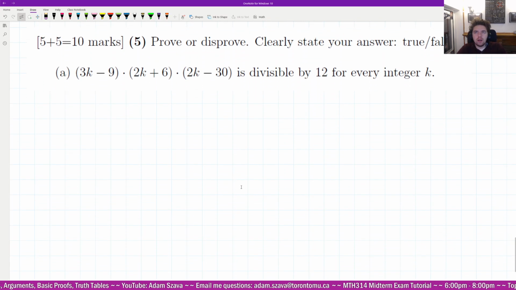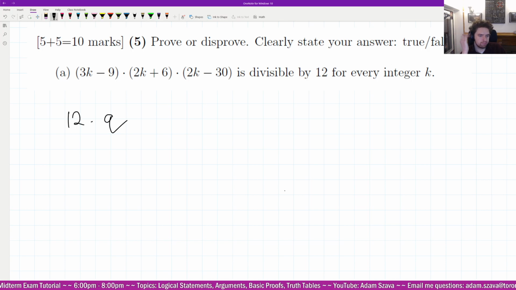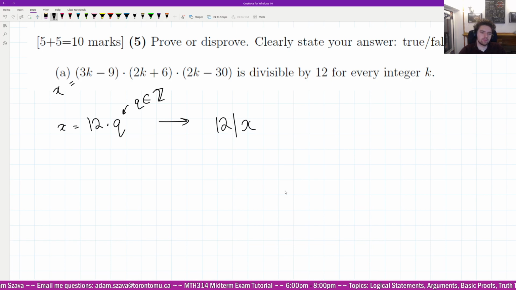Okay, let's move on to this. So, prove or disprove. Clearly state your answer, true or false. So that number is divisible by 12. Or you could rearrange the quantifier. This number is divisible by 12. So this is really not that hard. You just have to basically show that this is 12 times some q. If that number is x, if you can show that x is 12 times some q, where q is an integer, this implies that x is divisible by 12, or 12 divides x, which is not that hard, right?